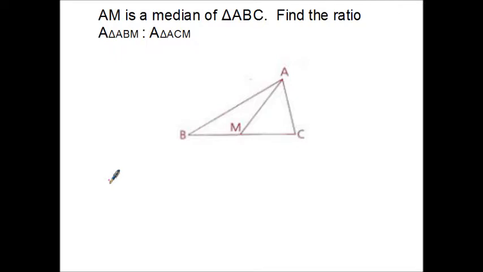We're given that AM is the median of triangle ABC. Find the ratio of the area of triangle ABM to the area of triangle ACM. I want you to think through this logically. Push pause and let's see what you got. Now hopefully here's what we're thinking. We're thinking that a median hits at the midpoint, creating two equal segments.